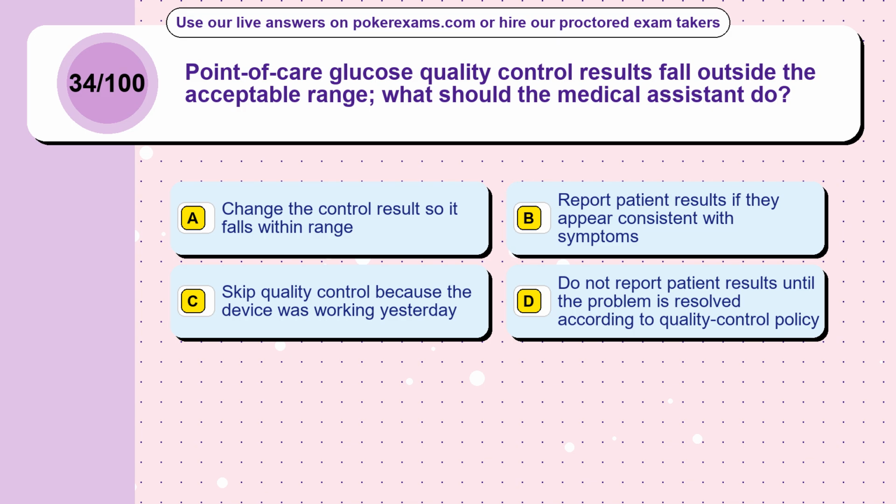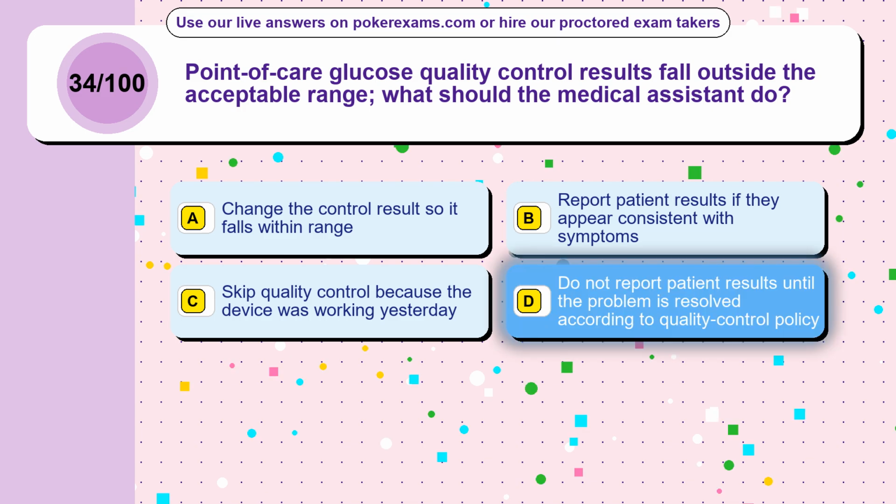Change the control result so it falls within range. Option B. Report patient results if they appear consistent with symptoms. Option C. Skip quality control because the device was working yesterday. Option D. Do not report patient results until the problem is resolved according to quality control policy.